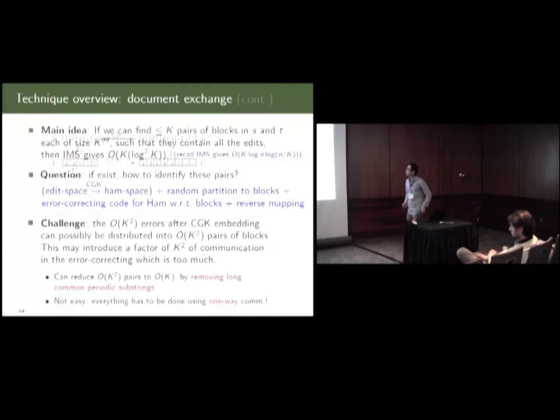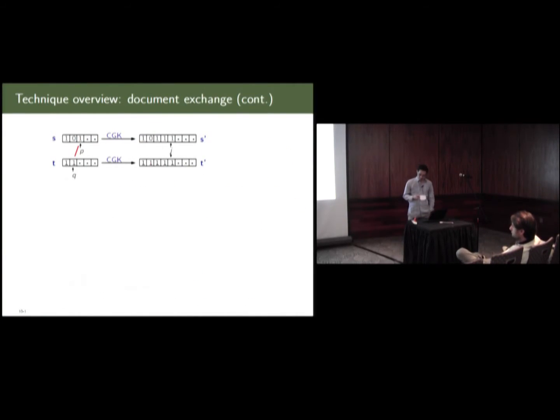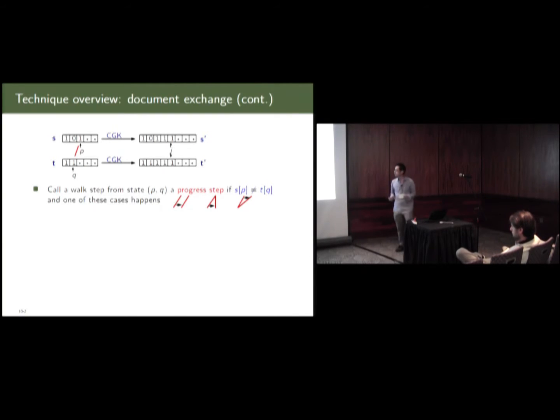All right, so let me give you a high-level idea of our approach. Recall that we can think of the CGK embedding as a random walk. We call a walk step from state (p, q) a progress step if these two bits are different, and one of these cases happens, meaning at least one of the two counters increments. So we call this a progress step.